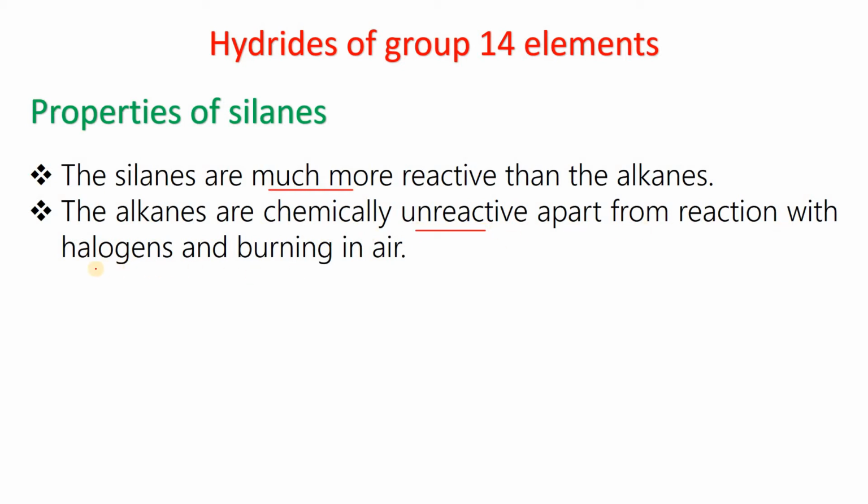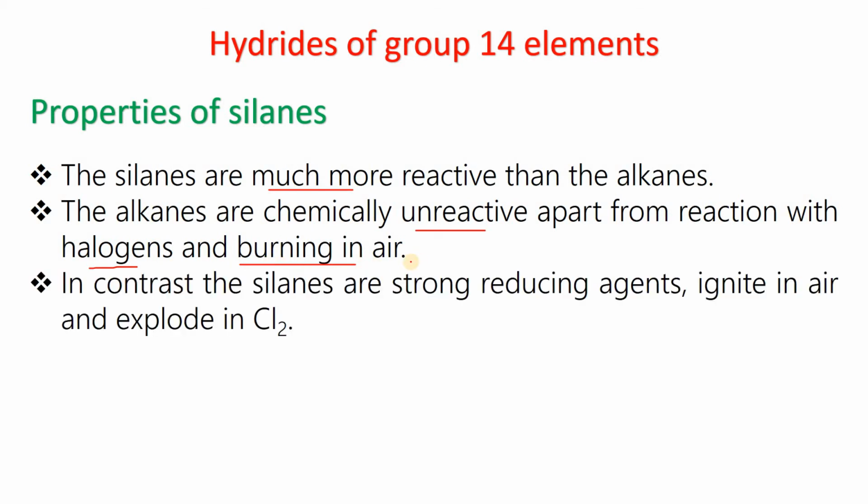apart from reaction with halogens and burning in air. As we know, alkanes are chemically unreactive, but they can be halogenated by chlorine, bromine, iodine or fluorine, and they burn in the air. In contrast, the silanes are strong reducing agents, ignite in air and explode in Cl2. So the reactions of silanes are much faster as compared to the alkanes, and they are reducing agents also.